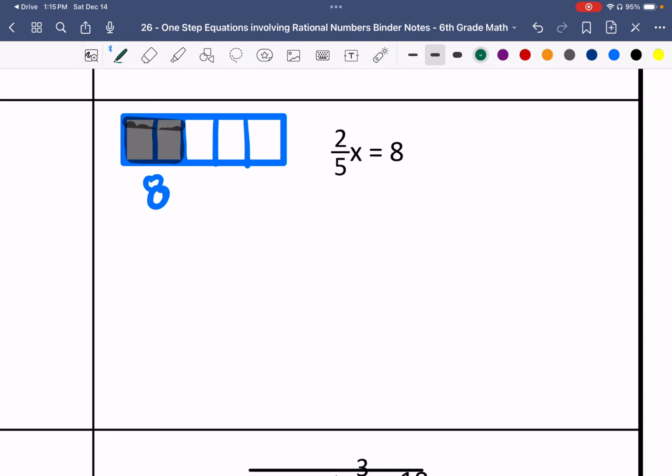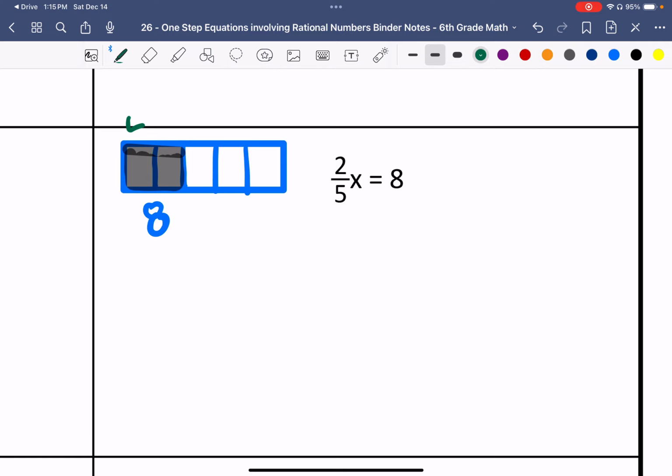So if both shaded equal 8, we need to figure out what each part is worth because I want to figure out what 5 out of 5 is, or 1 whole. So if you guessed 4, you are correct. 4 times 5 is 20, so x equals 20.